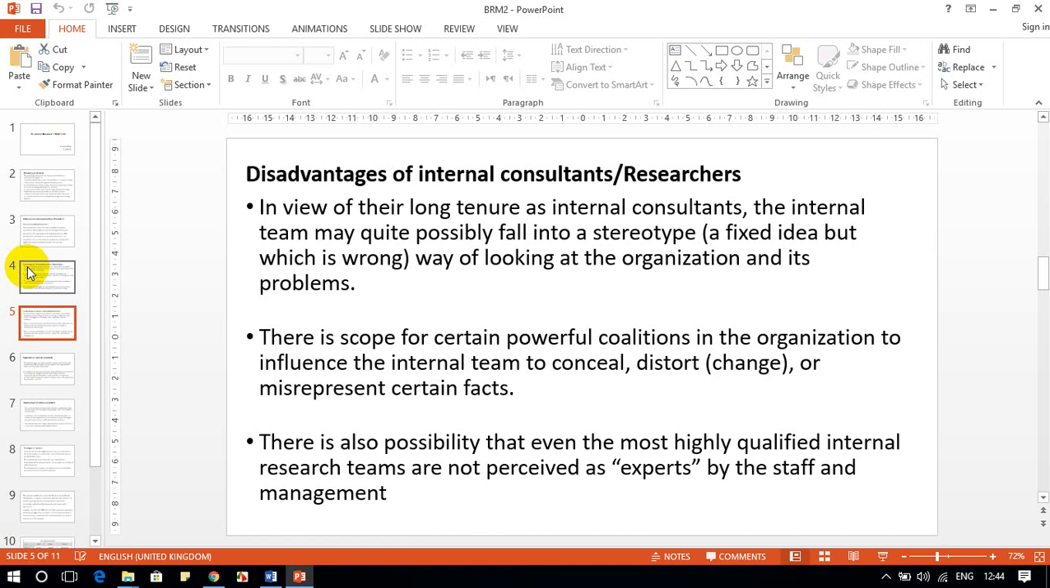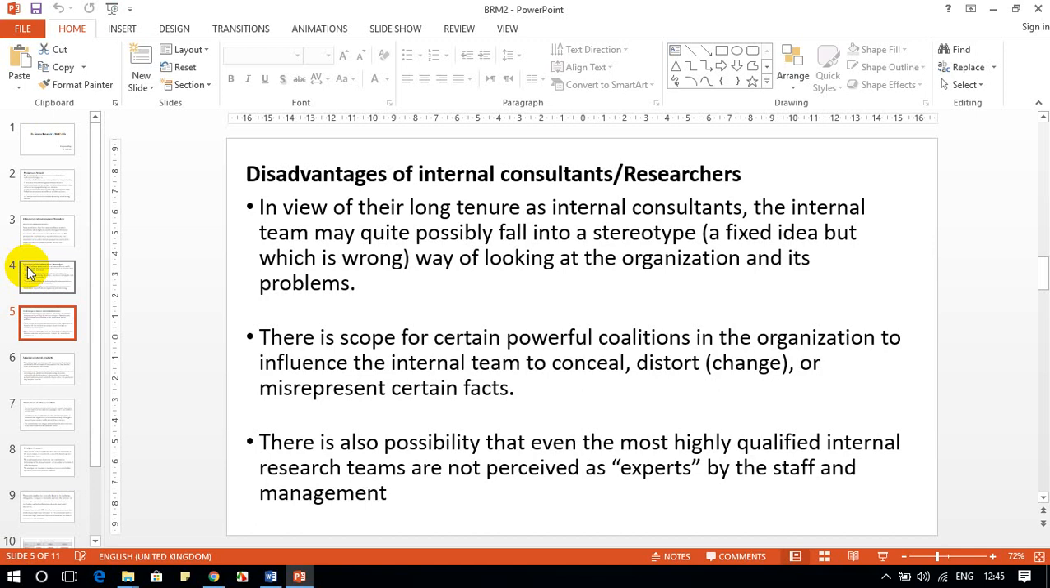So the first negative point is that sometimes a shortage of time makes some things end up in trouble after some time, with the passage of time. The other thing is that the scope and powerful coalitions in the organization influence the team to consider this and misrepresent certain facts. Exactly, when someone is in a hurry collecting information, sometimes the unavailability of the employees leads the investigation to be of low quality.